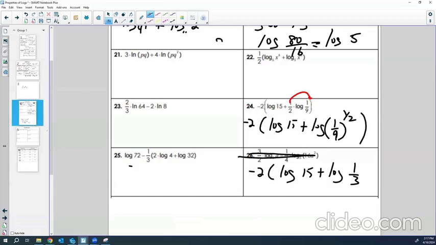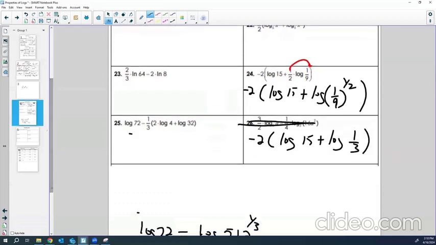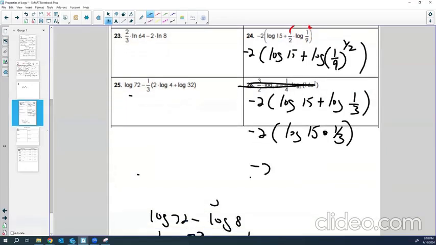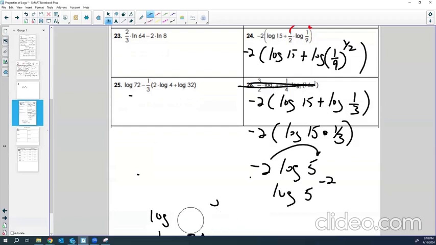What's my next step now? 15 times 1/3, right? We're multiplying now because we can't condense anymore on both terms. So it becomes -2 parentheses log of 15 times 1/3, and that gives me what? Log of 5. Now I'm going to have -2 times the log of 5. What's my next step? Exactly. That gives me log of 5 to the -2.